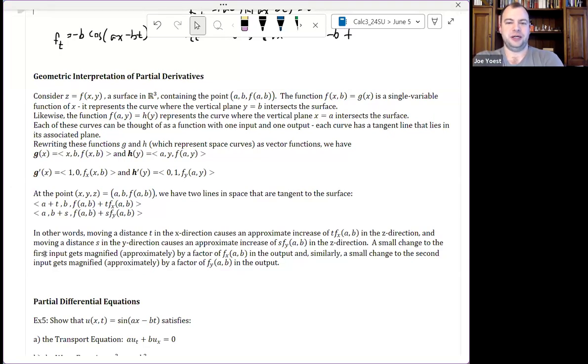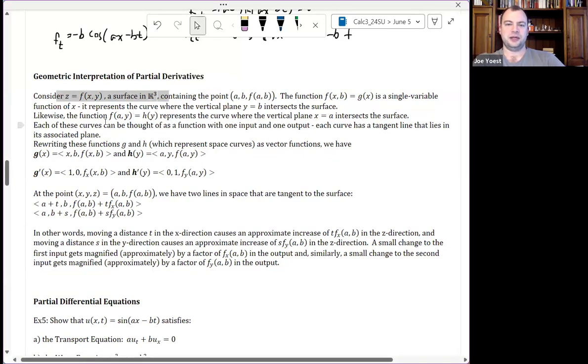What's the geometric interpretation of partial derivatives? Whenever we, in Calc 1, introduce the idea of a derivative, we have the algebraic side of things, with limits and working with the algebra and so on, but we also have the graphical side of things. So let's consider a surface in R3, z equals f(x, y), that contains the point (a, b, f(a,b)). The input is (a, b), and the height, the z value, is f(a,b), the output.